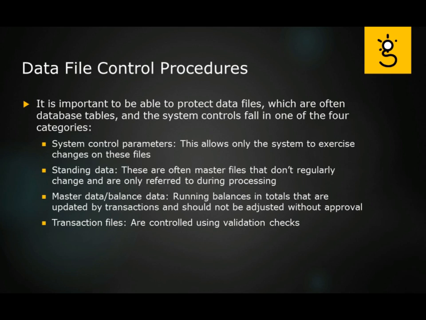It's important to make sure that you protect your data files. These are often your database tables. And your system controls will fall into one of four categories. System control parameters, which would allow only the system to exercise changes on these files. Standing data means that often the master files aren't something that regularly change and maybe are only referred to during processing. Master data, balance data, would be running balances and totals that are updated by transactions, and something that should not be adjusted without approval. And you have the transaction files, which are controlled using validation checks.